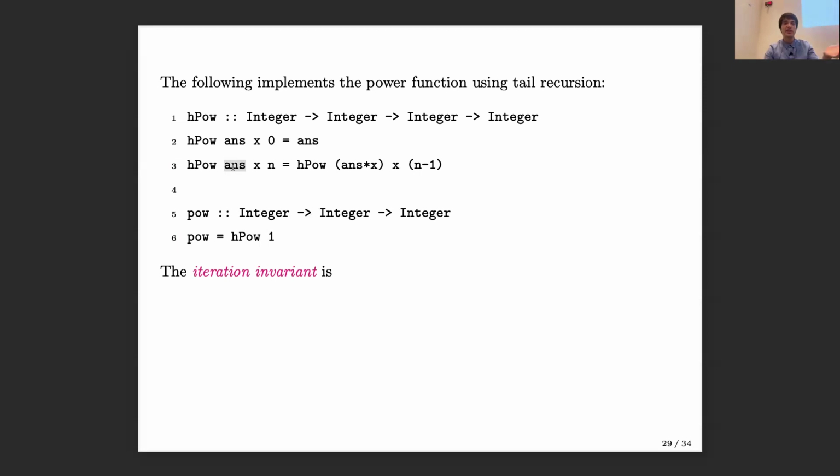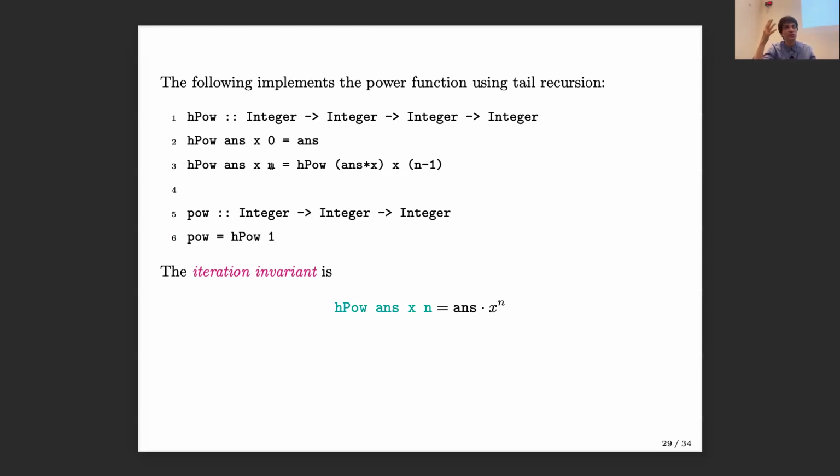Suppose I'm doing this for 2 to the power of 8. Eventually, 2 to the power of 2 is going to be here. This is going to be 2, and this is going to be 6. So how do I combine those to get 2 to the power of 8? Yeah, it's the partial accumulation multiplied by the rest, what you're currently missing.